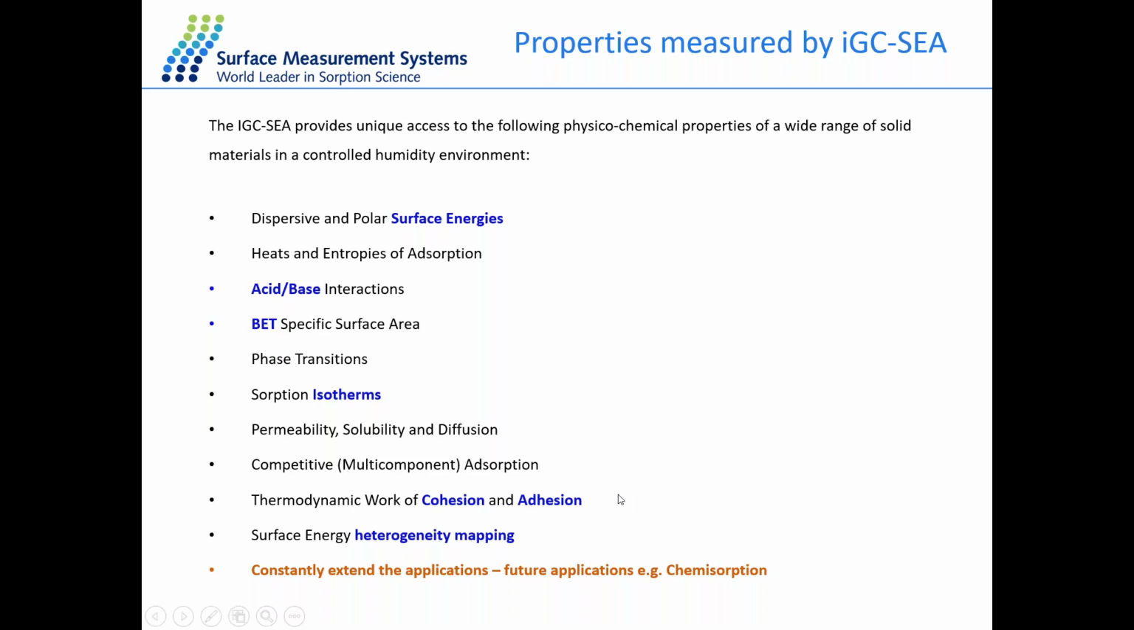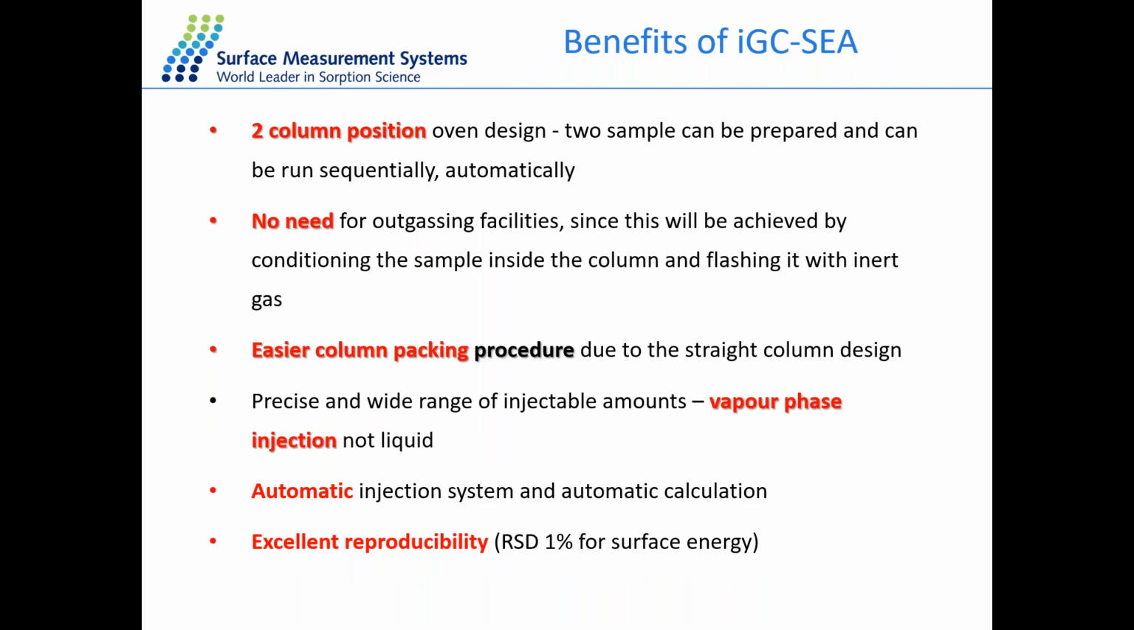And also what's interesting, we can also have a heterogeneity map. So if we inject quite a few different concentrations of our vapor probe, we can actually get a heterogeneity map across our surface, which is also quite interesting.